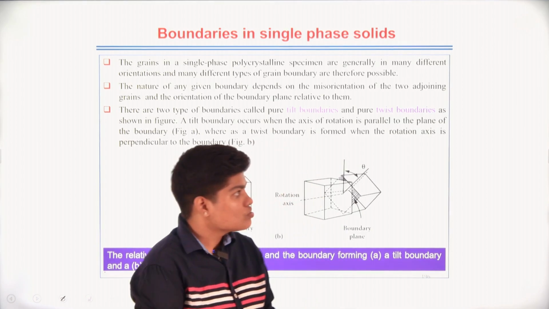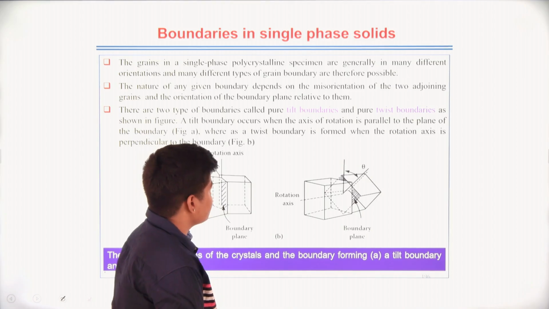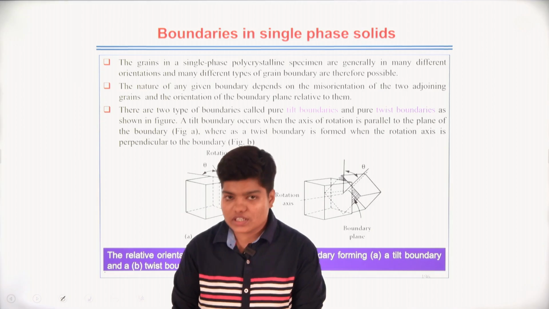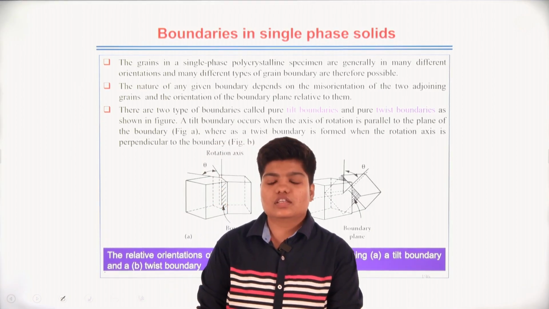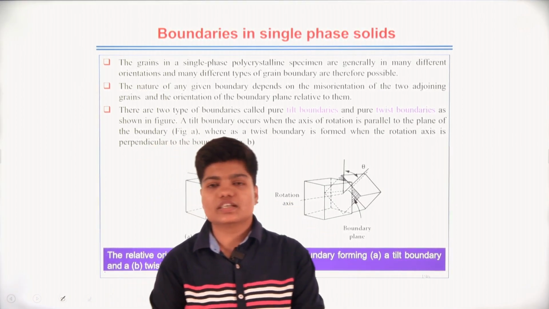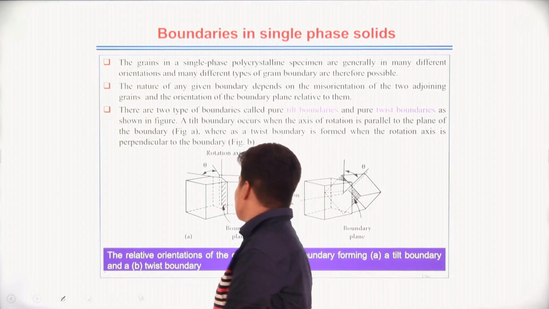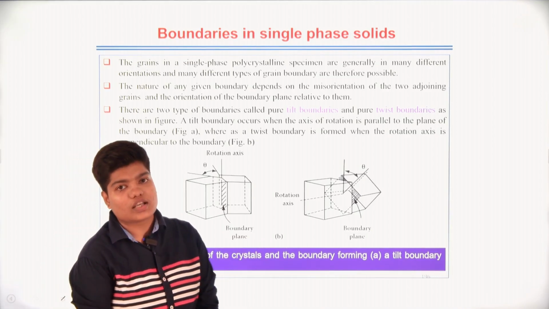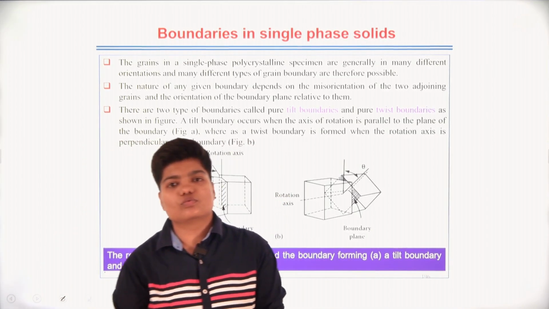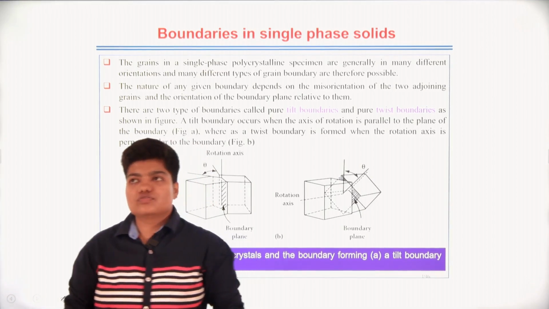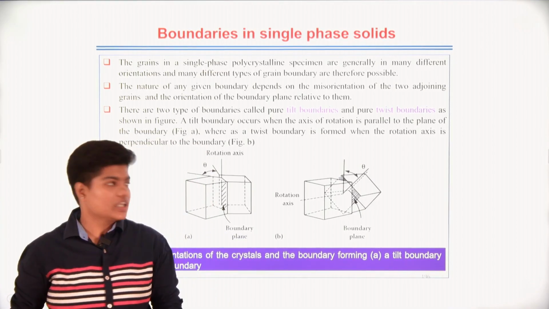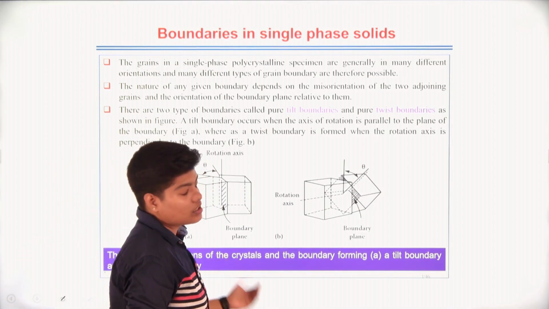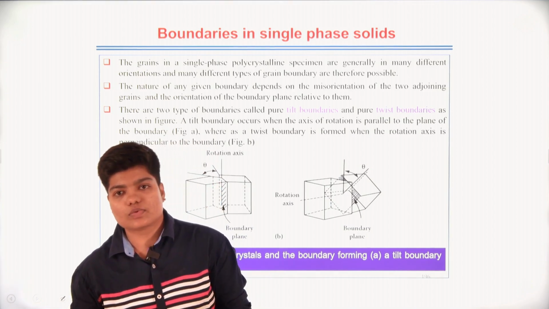Okay, so different types of boundaries are created due to different types of misorientation of the grains in the polycrystalline solids. Basically we are going to discuss two main types of boundary: one is the tilt boundary and the other is the twist boundary. From the name we can correlate what a tilt boundary and a twist boundary are.